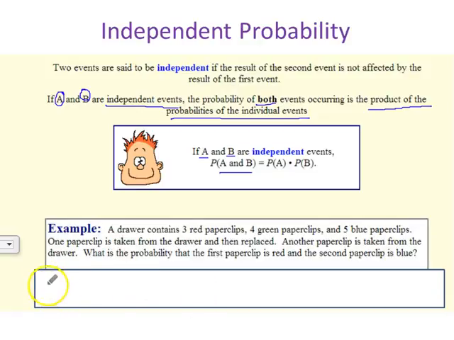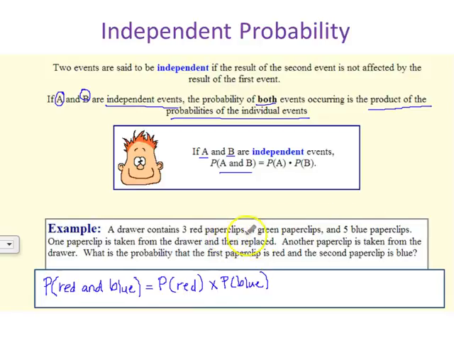We want to find the probability that the first paper clip is red and that the second paper clip is blue. So we're going to find that independent probability. The first thing we want to do is find the probability of reaching in and grabbing a red paper clip, and then multiply it by the probability of reaching in and choosing a blue paper clip. So let's find the probabilities.